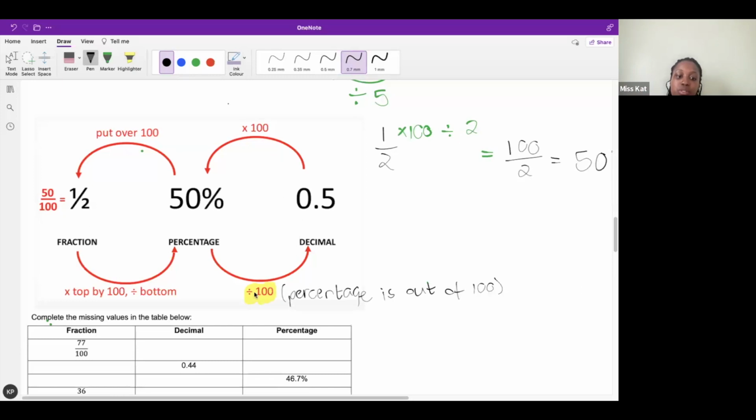Now let's look at the opposite. If we were dividing at the bottom, we will be timesing at the top because inverse operations. That's it. Okay, so the first one is simple and straightforward.